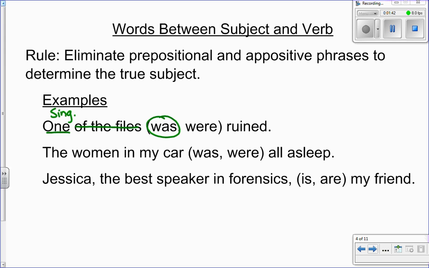In the second sentence, the women in my car were all asleep. In my car is a prep phrase, so I'm going to get rid of it, which means women is the subject, more than one, so women is plural, and I'm going to take the plural verb that does not end in S, were. In the last sentence, Jessica, the best speaker in forensics, are my friend. I'm going to cross off the appositive phrase, the best speaker in forensics, which leaves me with Jessica, which is a singular subject. So I'm going to say is for the verb, the singular verb that ends in S.